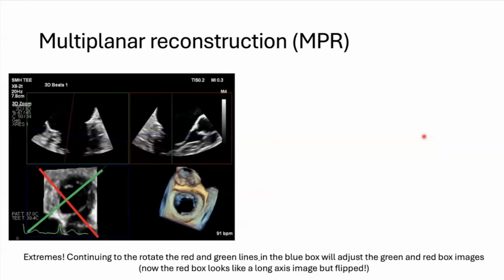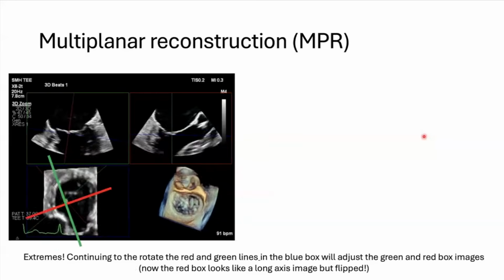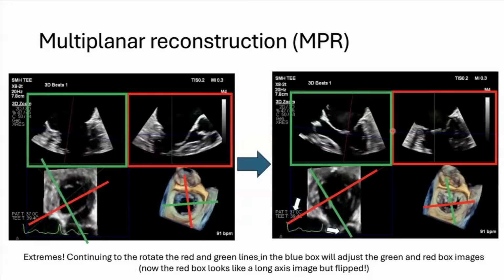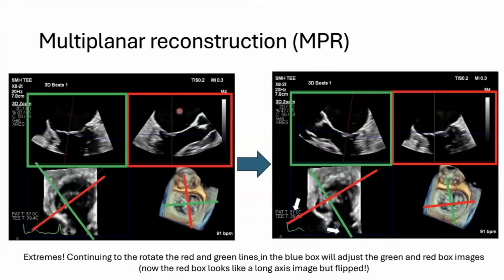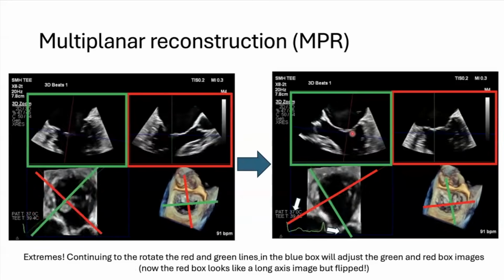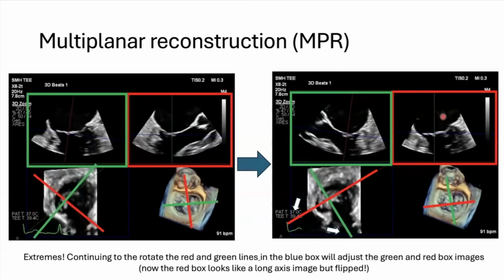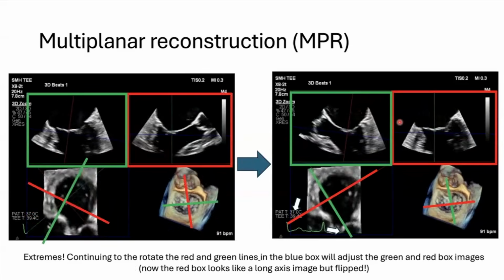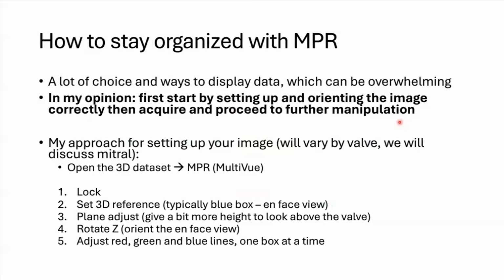And let's say we get really wacky and we just continue rotating these planes in the blue box. Well, now we can flip it. So now our green box, instead of being a bicom view, is now showing a long axis view, but it's kind of flipped. And then the red box is now showing a bicom view, but again, it's kind of flipped. Your orientation is off from how you're used to. So while NPR can be really powerful, it can also be a bit overwhelming in terms of how you display your data and how you stay organized. So I'm going to show you an organized approach on how to do that.